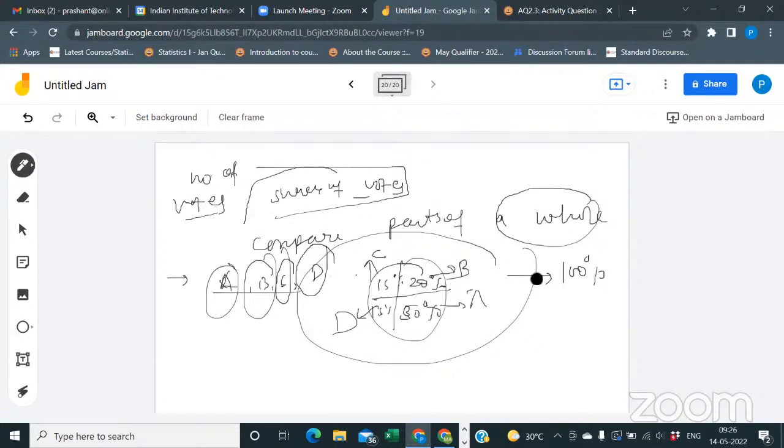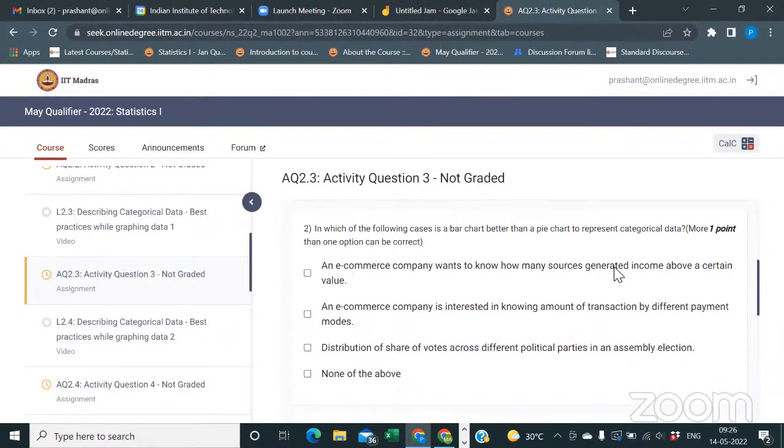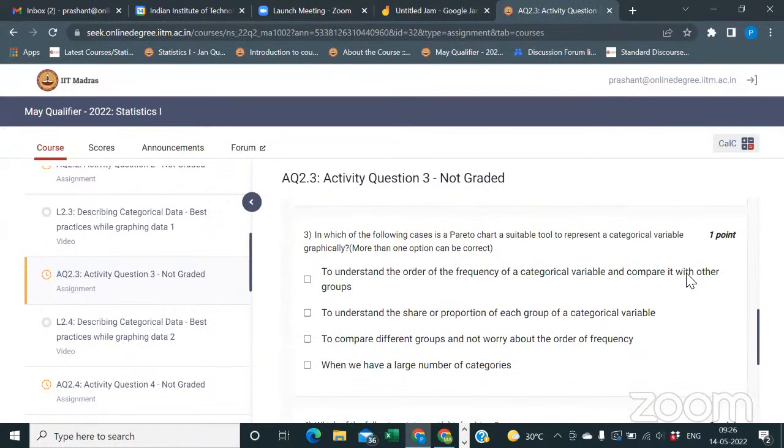Yes. So in activity question 2.3, the second question: an e-commerce company wants to know how many sources generated income above a certain value. So here it will be a bar chart. Bar chart, yes. And for the next question, the third question, it is showing both. Third question? Yes, sir. Activity question third. This one.